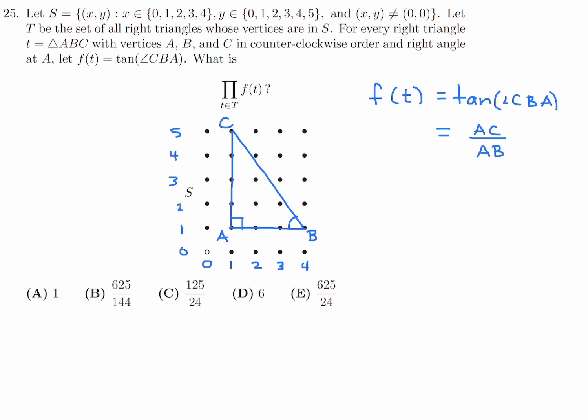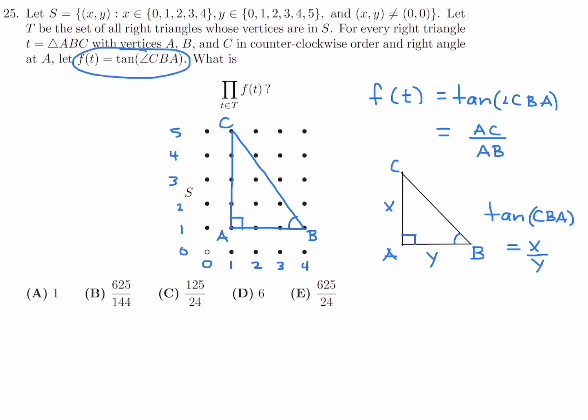Let's say I drew any such triangle like I just did, right? And I do basically the same story, ABC. And then, of course, the right angle is at A. And I'll label the sides X and Y. If I take the tan of angle CBA, it's going to basically be the tan of this angle. So it's X over Y. That is my F at T, according to this definition.